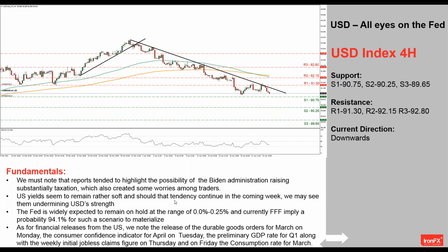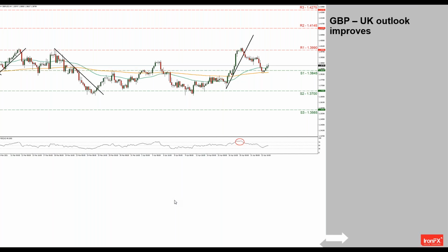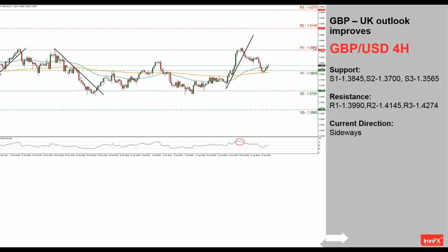Moving now to the pound, and this would be cable for our chart. Note that the pair has been moving in a sideways motion between the 1.3990 resistance line and the 1.37. We expect that the sideways motion is to continue as long as the pair remains within these two boundaries. Nevertheless, to the downside, we note the 1.3845, which was yesterday's low point.